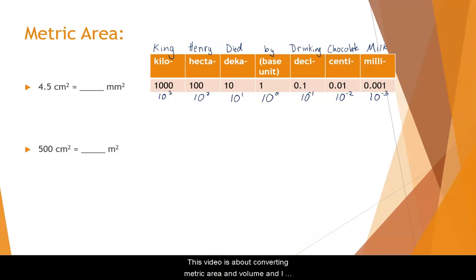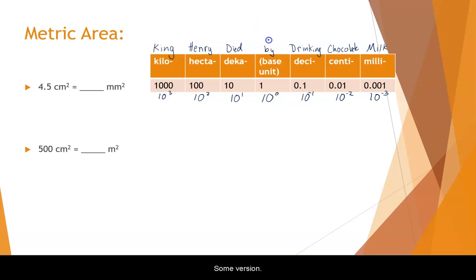This video is about converting metric area and volume. I've started by looking at our table here of conversions that we use pretty frequently. I also went ahead and wrote a mnemonic device across the top. It's a way to remember the prefixes. So King Henry died by drinking chocolate milk.